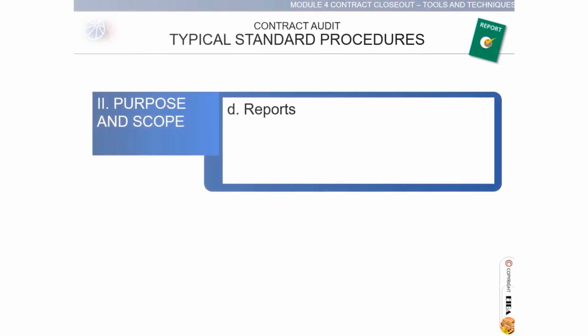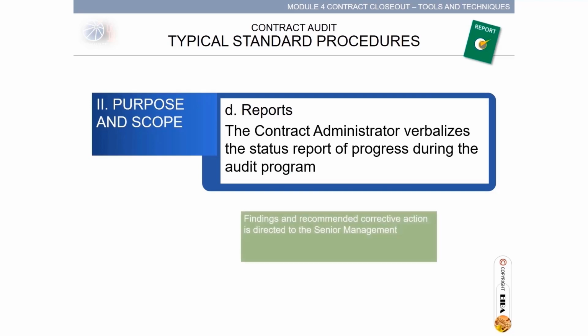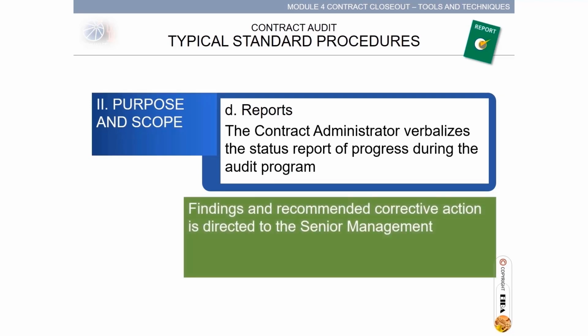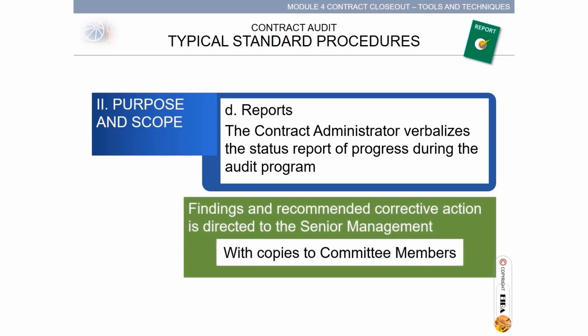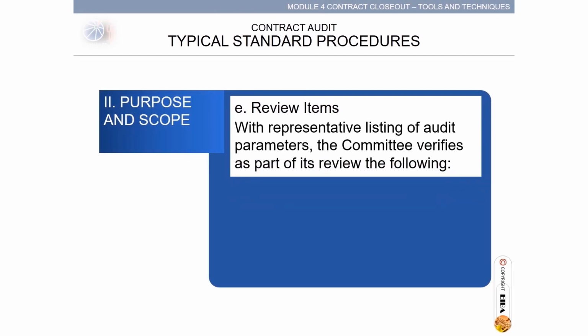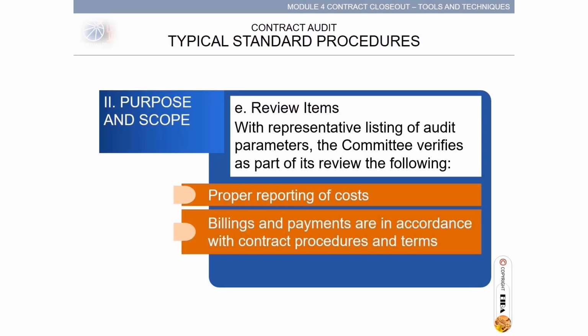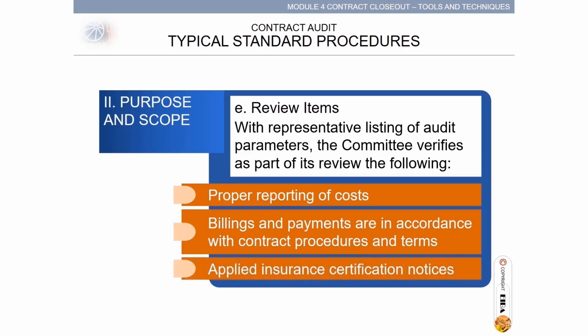Section D, Reports. The contract administrator verbalizes the status report of progress during the audit program. Findings and recommended corrective action is directed to the senior management with copies to committee members. Section E, Review Items. With representative listing of audit parameters, the committee verifies as part of its review the following: proper reporting of cost, billings and payments in accordance with contract procedures and terms, applied insurance certification notices.